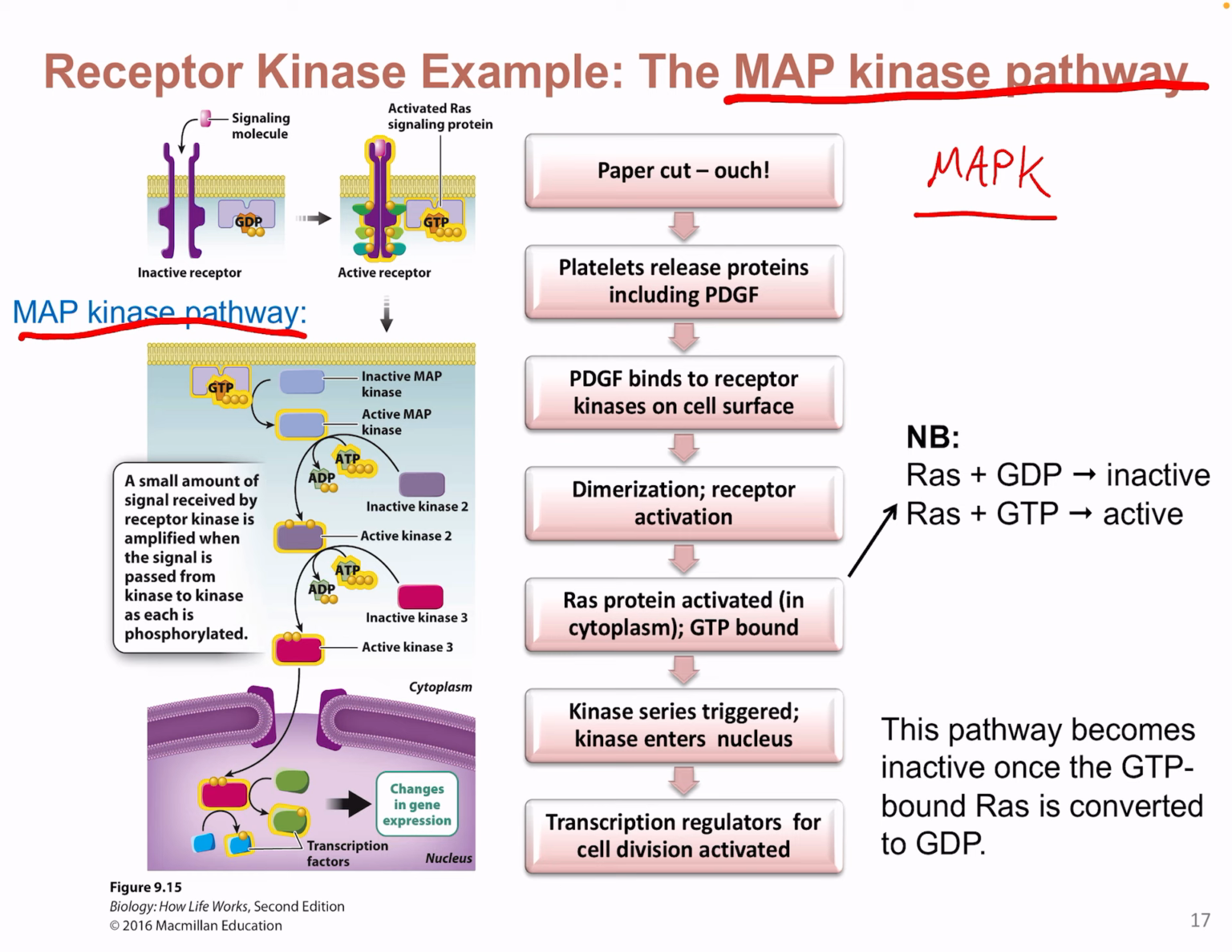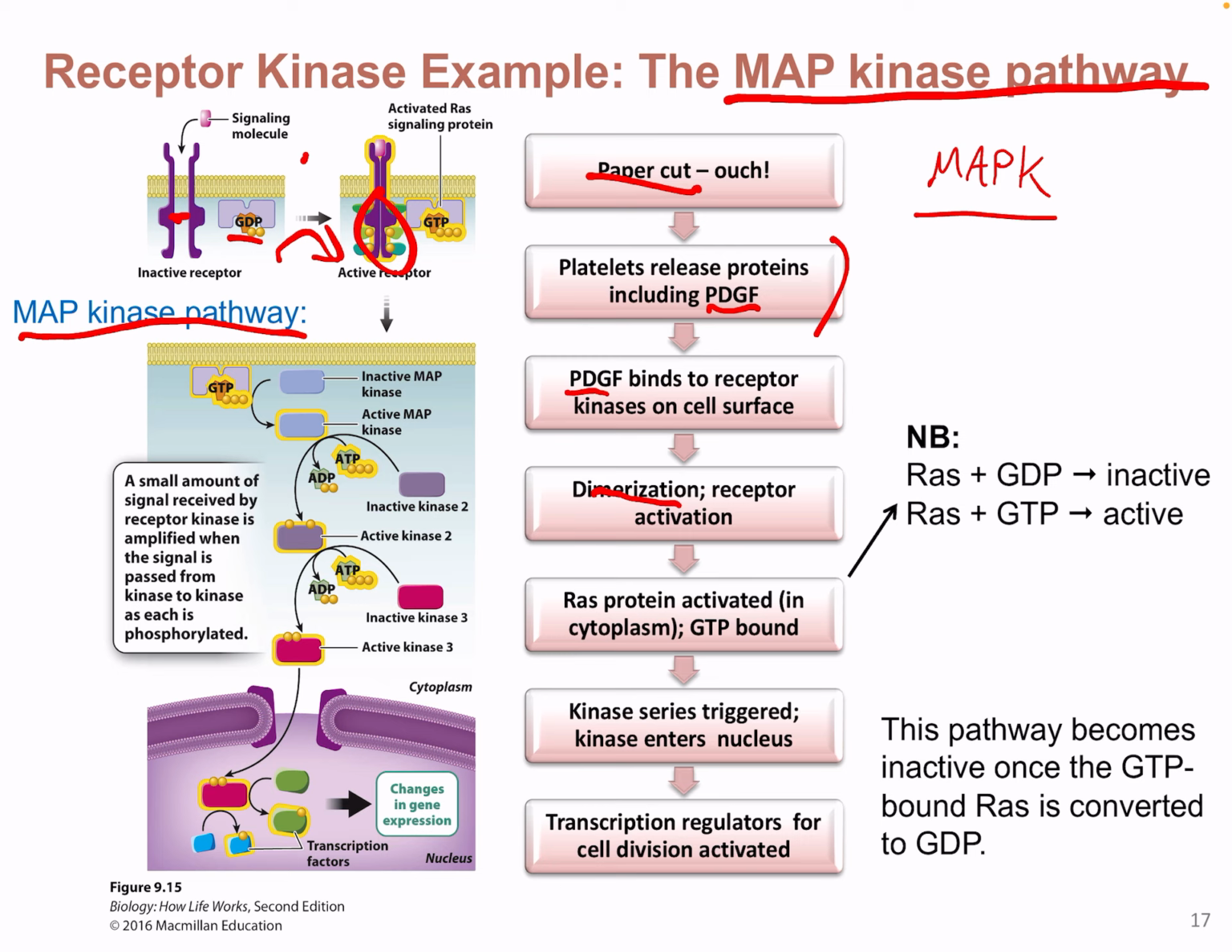In this example, we have a cut, like a paper cut. Our platelets release platelet-derived growth factor, or PDGF. This platelet-derived growth factor binds to receptor kinases on the cell surface. We have dimerization again. Remember, this is when these come together, and then we have the ATP. Then we see phosphorylation, and then activation of other receptors.